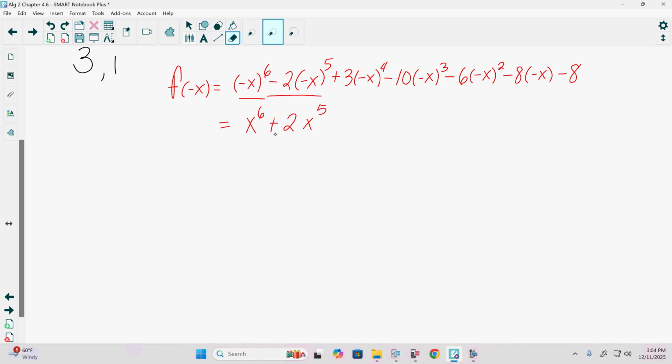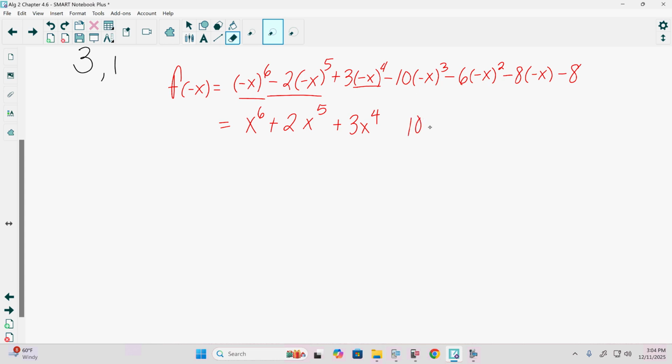If it's negative 2x to the 5th, negative 2 inside, we have to actually figure out what 2 to the 5th is. But for the signs, if that exponent's even, that negative is going to come out as positive. It's not going to change that sign. It's still going to be positive 3x to the 4th.